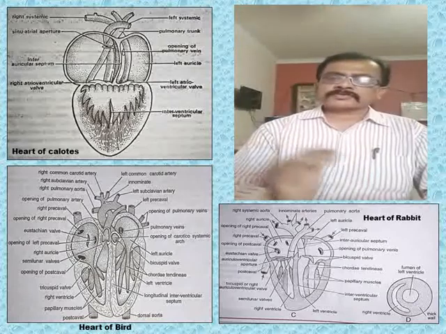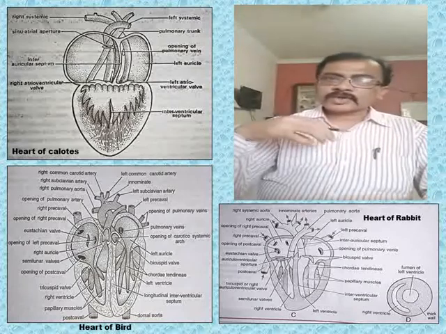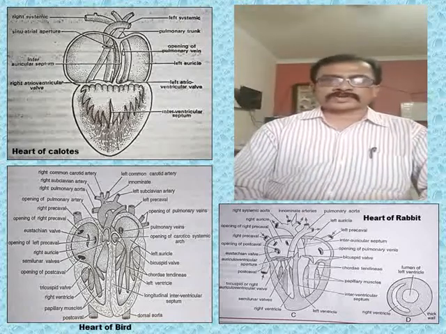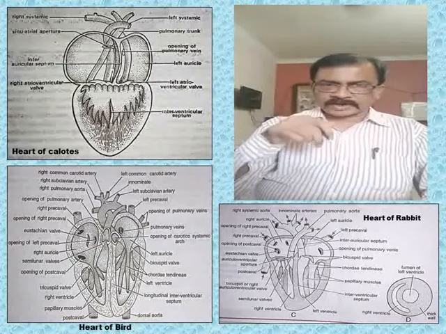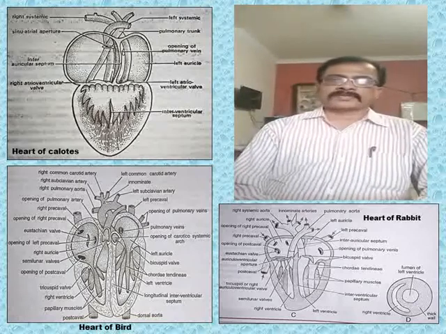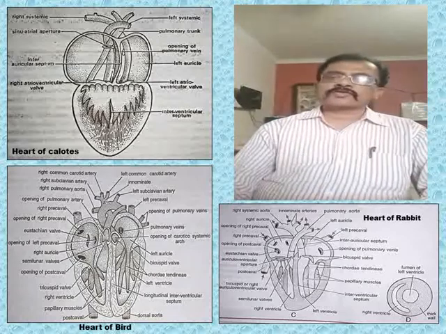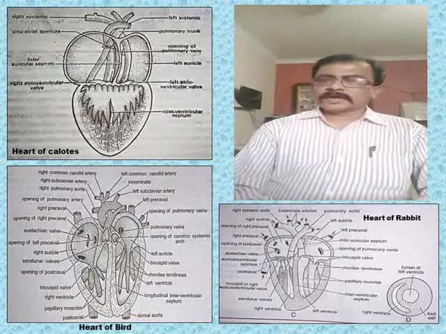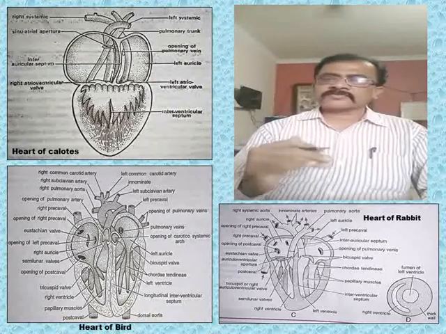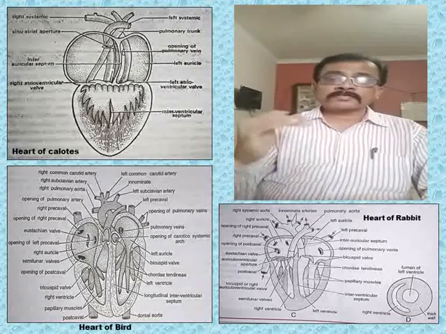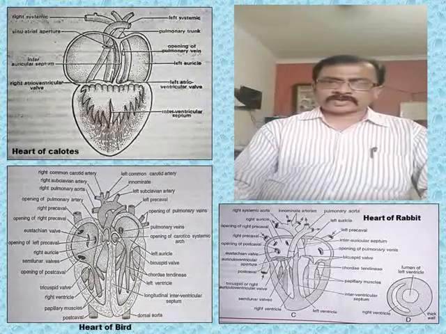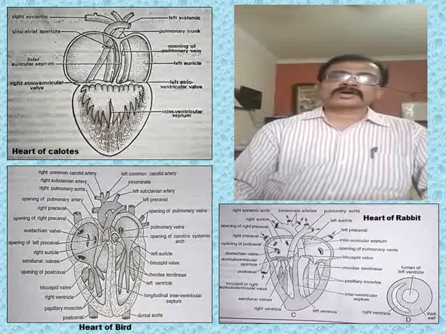In case of pigeon, the ventricular cavity is traversed by several bars of muscular strands. They are columnae corneae, that is in bird. And in case of mammal, rabbit, the inner wall of the ventricle is projected in the form of several irregular muscular ridges, and those muscular ridges are called columnae corneae.